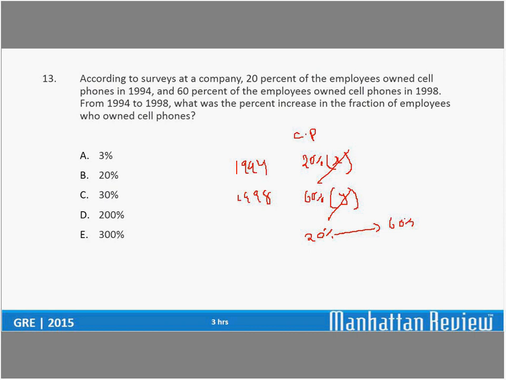What had actually happened? What is the difference? The difference is nothing but 40 by 20 into 100, which would give 200%. So what is the basic mistake we make when we do it blindly without any formula? 20 to 60, it looks 3 times. When you write 20 to 20, it remained as it is. If it becomes 40, then it is increased by 100%. If it becomes 60, it is increased by 200%. You understand this sequence?